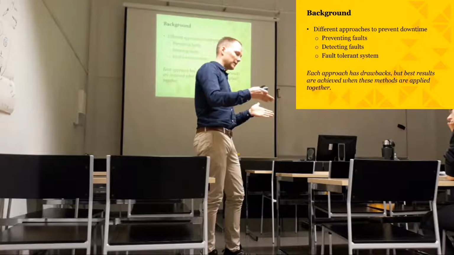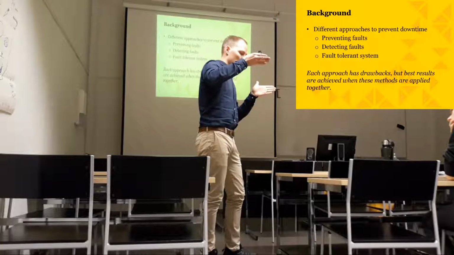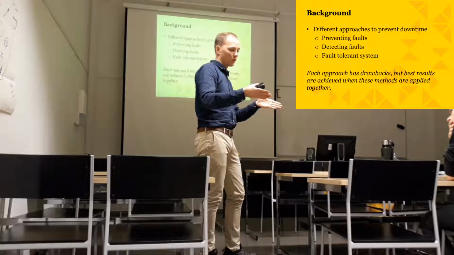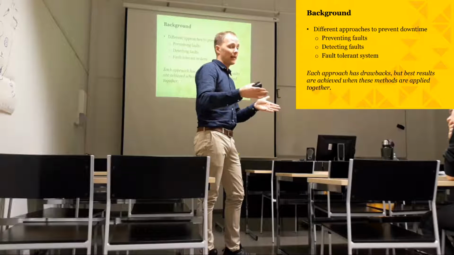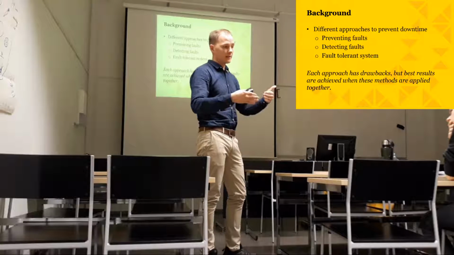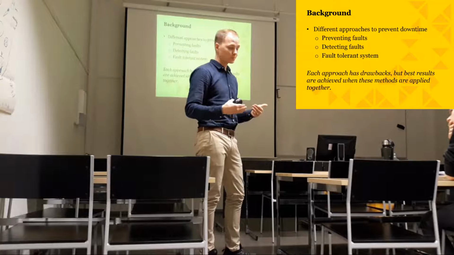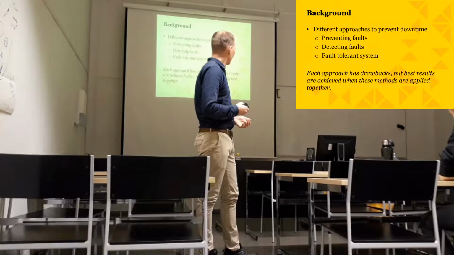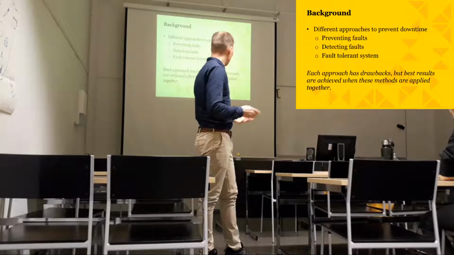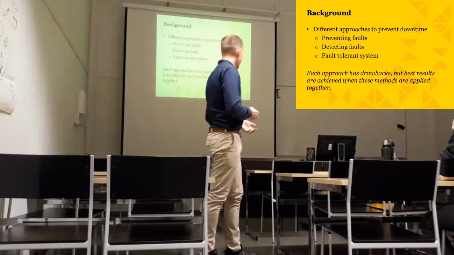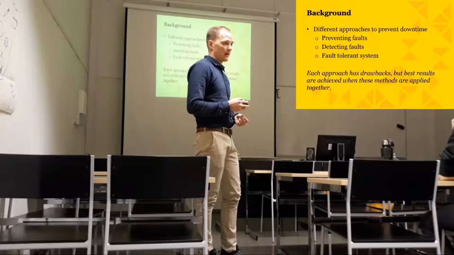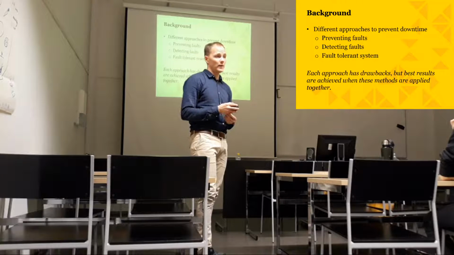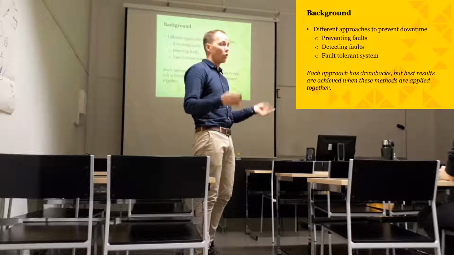So you could also design the system in a way that there are two compressors side by side, and when the first one fails, the other one detects this and starts and keeps the pressure on the system. This would be an example of a fault tolerant system. Each of these approaches has its drawbacks, and the best results are achieved when you utilize them all together.